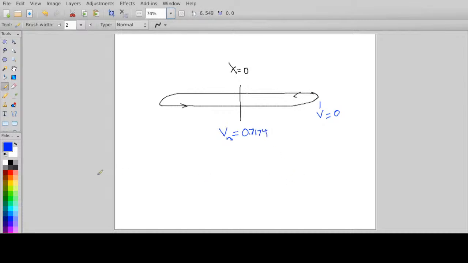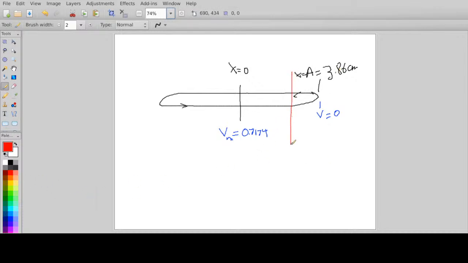0.7174. Okay, and let me do the amplitude here. Oh, you know what? I've been doing x in black, so let me do it in black here. X here, that's the amplitude. X is A at the end point, and that's equal to, what did we say that it was? 0.386. Sorry, 3.86 centimeters. Okay.